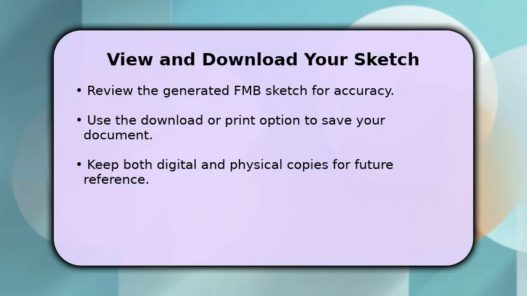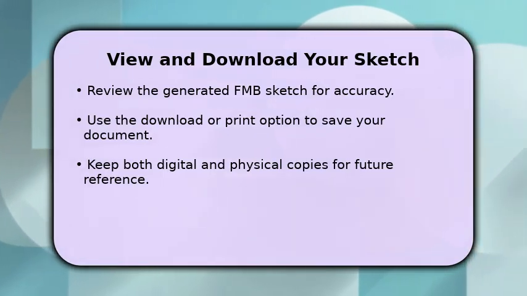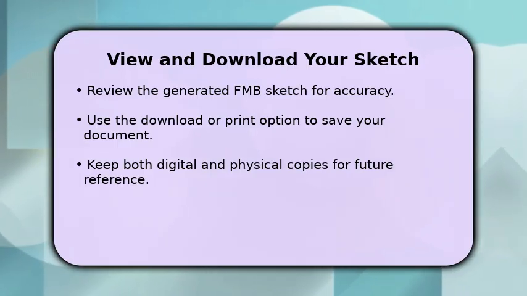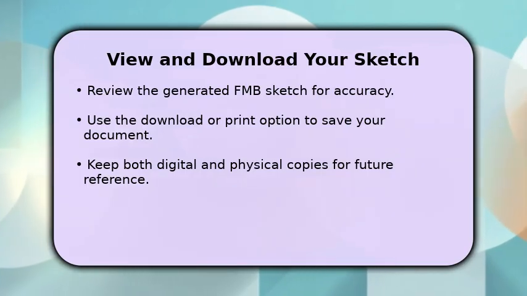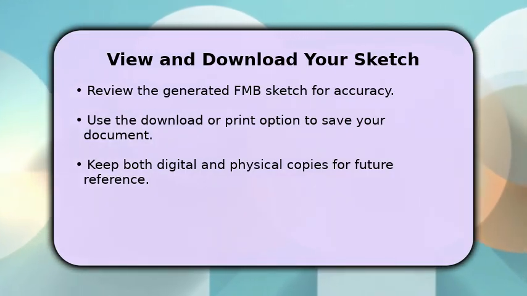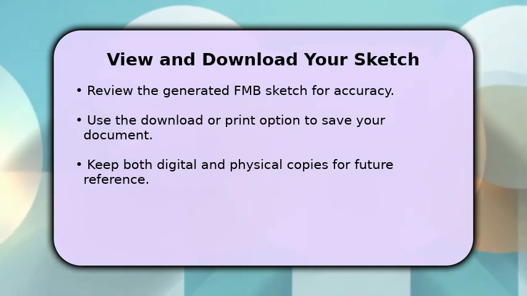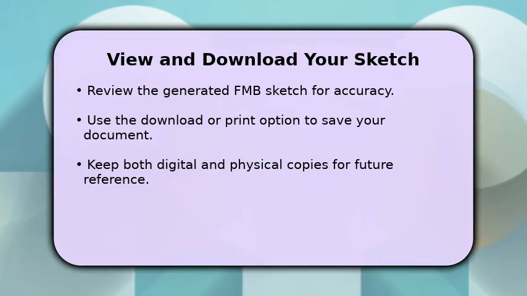After entering your details, the system will generate your FMB sketch. Take a moment to thoroughly review this document for any discrepancies or missing information. Once you are satisfied with its accuracy, locate the download or print option, typically found on the page. It is highly recommended to save both a digital copy on your device and print a physical copy for your records. This ensures you have easy access whenever needed.